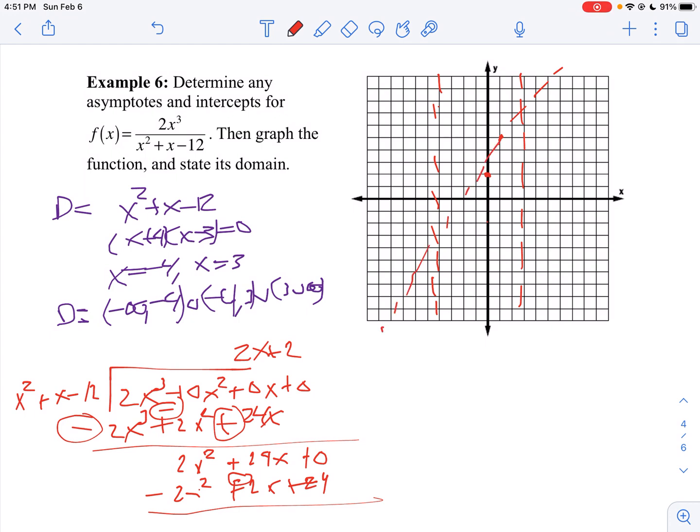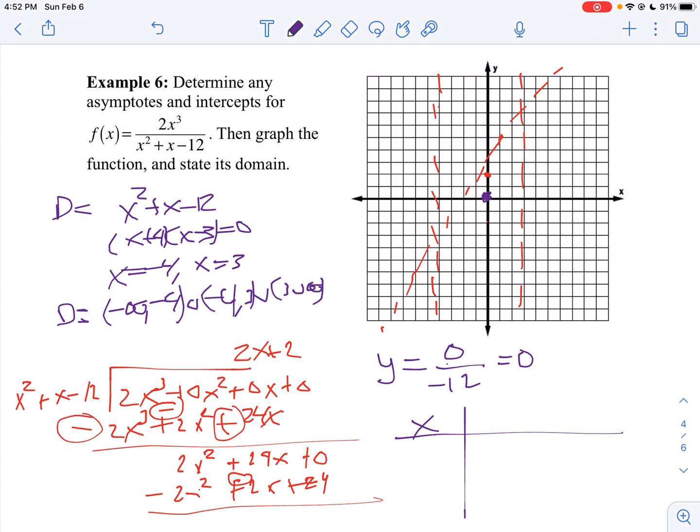Okay, now let's look for our intercepts. So my y-intercept is when x equals 0. So I'm going to get 0 over 0 plus 0 minus 12. So 0 divided by -12 is going to be 0. So my y-intercept is at 0. Notice that's also my x-intercept, isn't it? So I've got both my intercepts. And then we'll make a table to figure out how the graph approaches our vertical asymptotes.